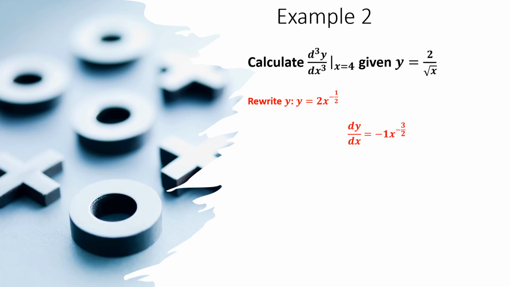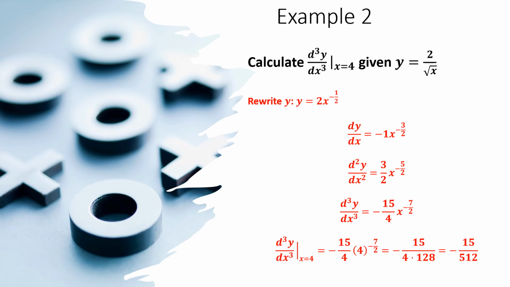Then I'm going to take the derivative of that using the power rule to get 3 halves x to the negative 5 halves. And then doing it one more time to get the third derivative, I'm going to have negative 15 over 4x to the negative 7 halves. Now evaluating that at x equals 4, I plug 4 into my function. I get negative 15 over 4 times 4 to the negative 7 halves, which cleans up to negative 15 over 4 times 128, which equals negative 15 over 512.